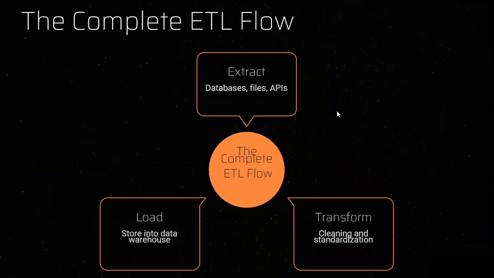Moving on, this is the complete flow of ETL. ETL has three steps: extract, where we work with databases, files and APIs, and then we have transform, where we clean the data and standardize the data, and then the last part is load. We store the data into the data warehouse. So this is the complete flow of the ETL process.